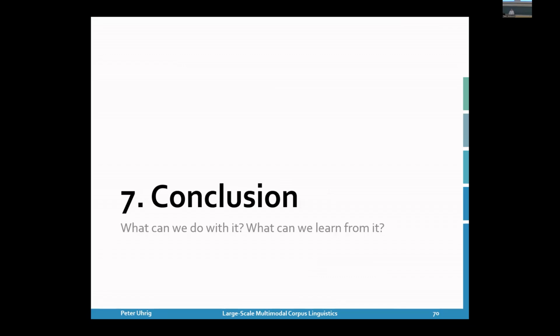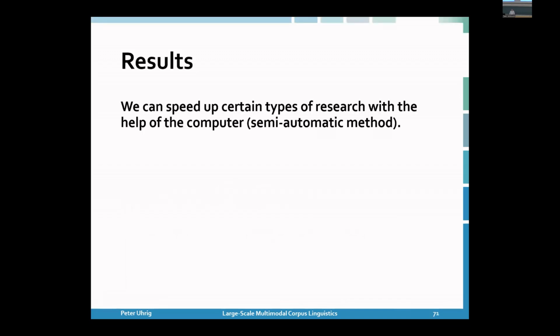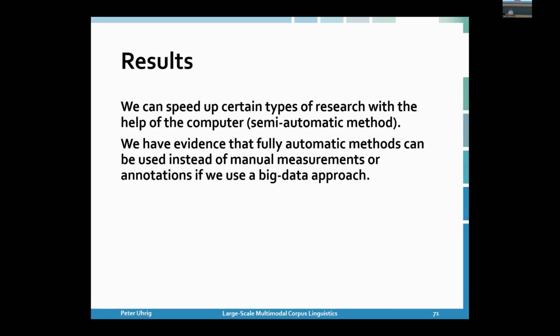This is going to be very short. I think what we've seen is that we can speed up certain types of research with the help of the computer, which is what I would call the semi-automatic method. So you ignore all the junk where you have weather maps, outside shots, reaction shots, whatever, and you don't see the speaker. But we also have evidence that the fully automatic methods can be used instead of manual measurements or annotations if we use a big data approach.